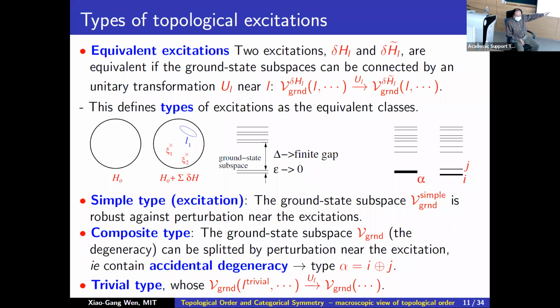And usually in physics, we think this is an illegal trap. We don't think about this trap. It's too fine-tuned. But the mathematicians treat this trap as legal, as a stable one. Then they call this trap composite. It's an accidental degeneracy of two simple ones. So actually the excitations in the mathematics have simple type, which is the stable one, or composite type, meaning with accidental degeneracy. And this notion turns out to be very, very important. That is, the composite excitation can be viewed as a direct sum of two simple excitations.